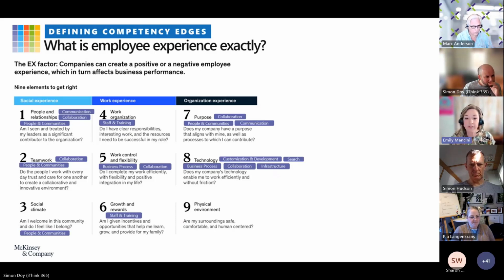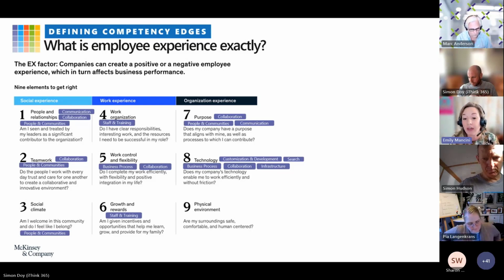Going through them one by one, since the text is pretty small, in our social experience, we have people in relationships, with the question of, am I seen and treated by my leaders as a significant contributor? As a significant contributor, I would argue you probably have access to different communication channels to share what's going on. There's probably defined collaboration as a leader of what you are doing with your groups. And then, of course, there may be people and communities that you're working with.